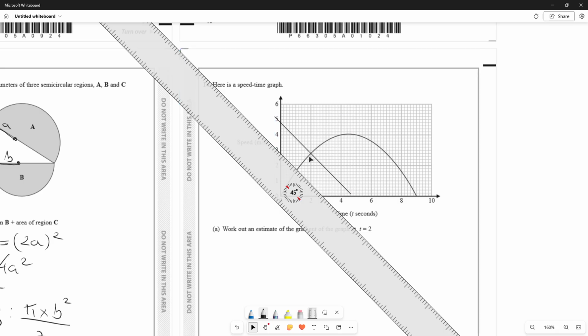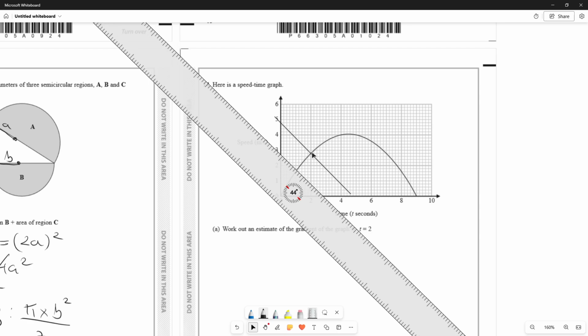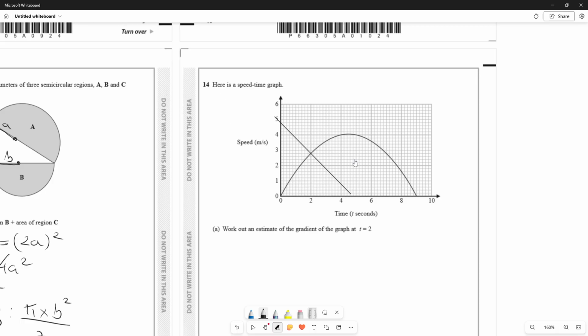So the ruler needs to be placed so the ticks, I can't really rotate my ruler, I apologize for that, but you want to make sure that they are going in exactly the same direction as the line you just drew, and then you want to draw out your line again. We'll call that the gradient.